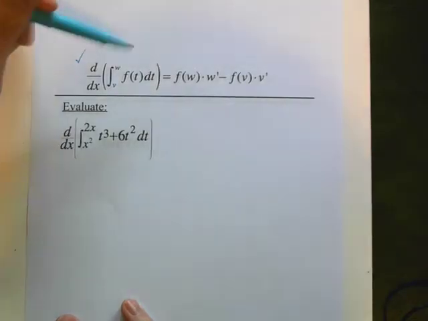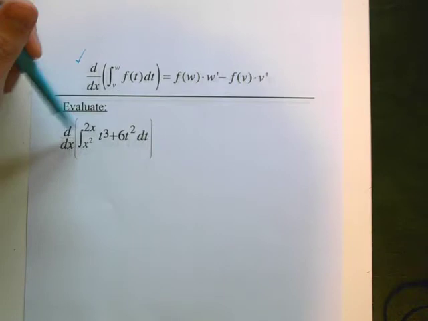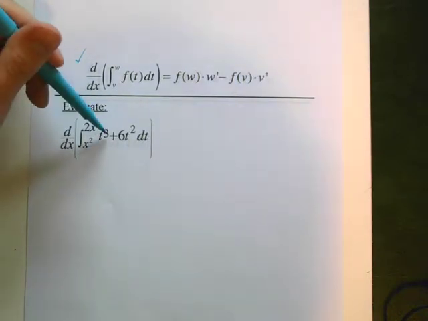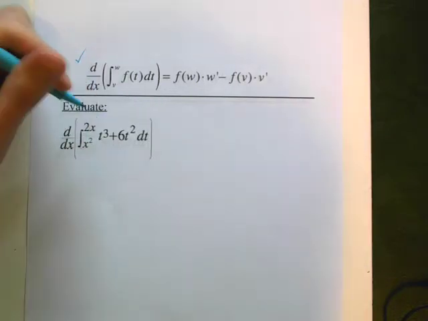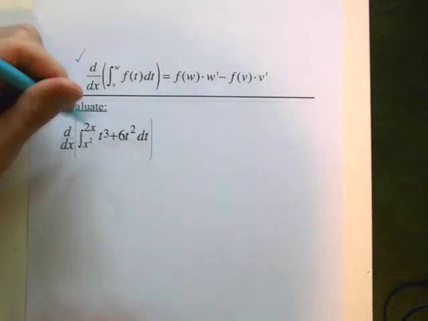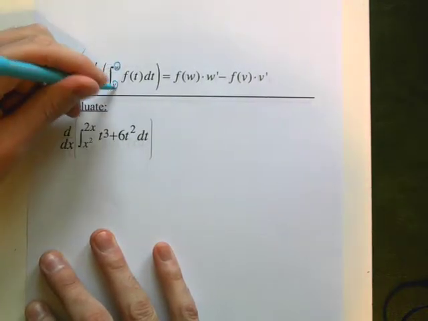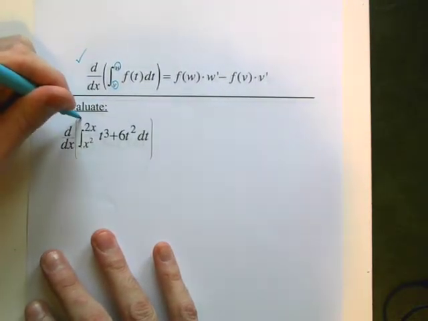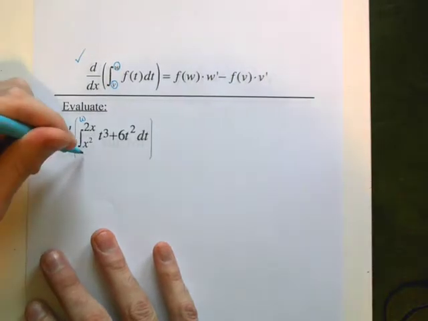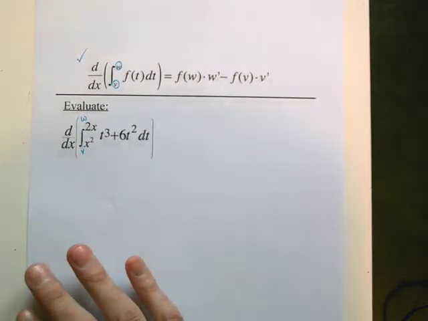Okay? So let's get to it. It says the derivative of the integral of t cubed plus 6t squared dt from x squared all the way to 2x. Okay, so just remember that if we're using this theorem up here, we're going to be using w to represent our upper boundary. We're going to be using v to represent our lower boundary.